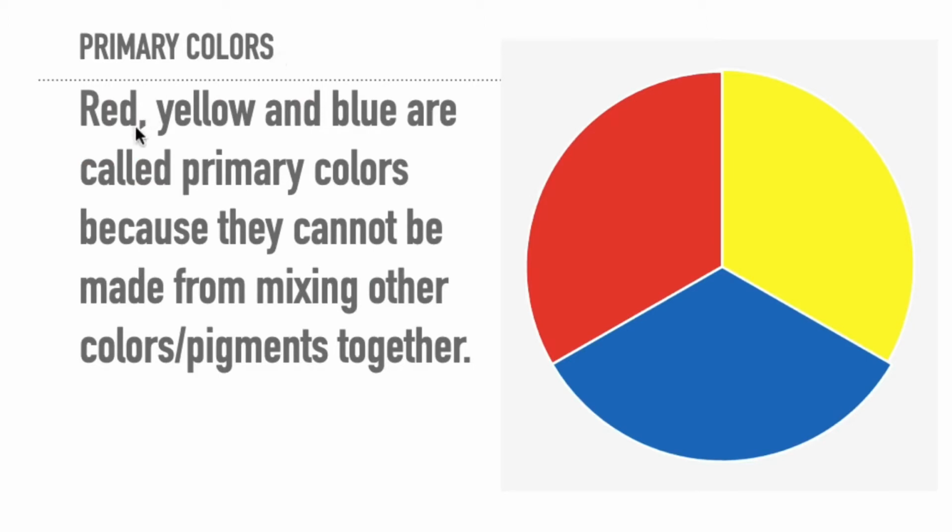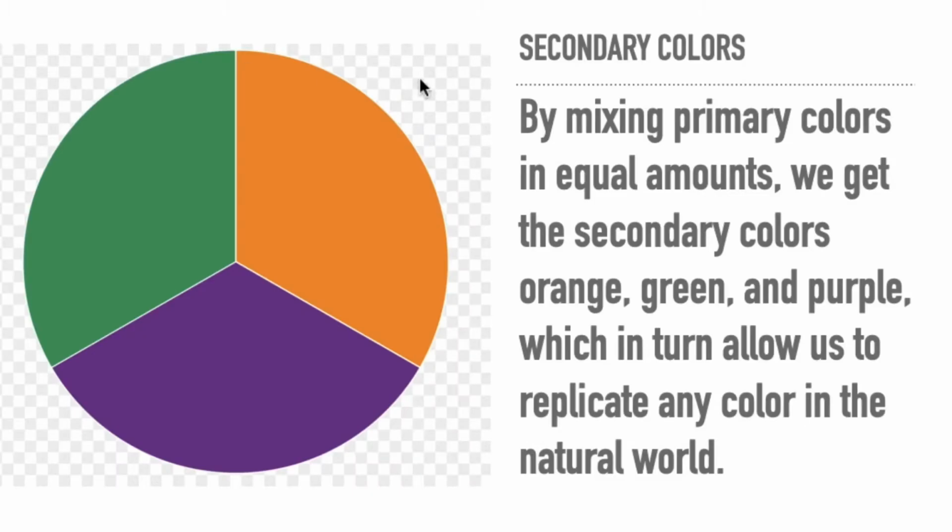Primary colors: red, yellow, and blue are called primary colors because they cannot be made from mixing other pigments or colors together. So right here we have red, yellow, and blue, and of course from all these colors we can make any color that we need to.